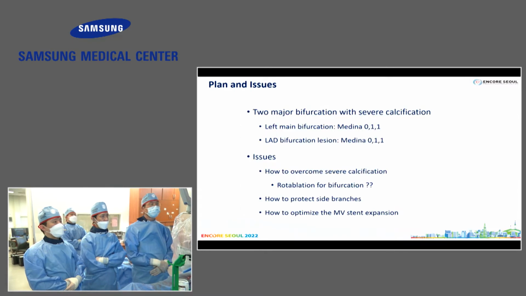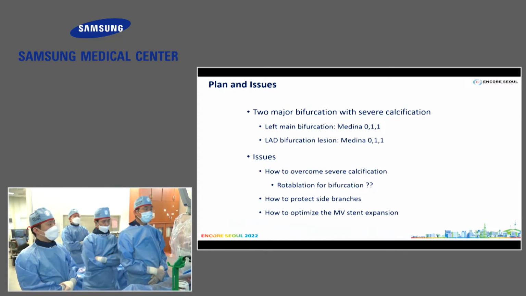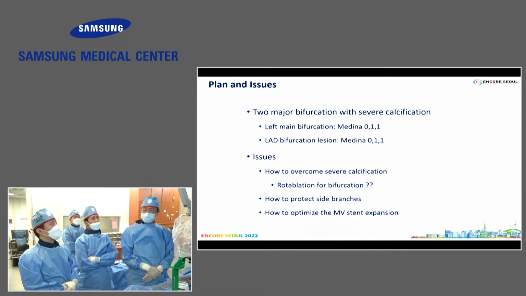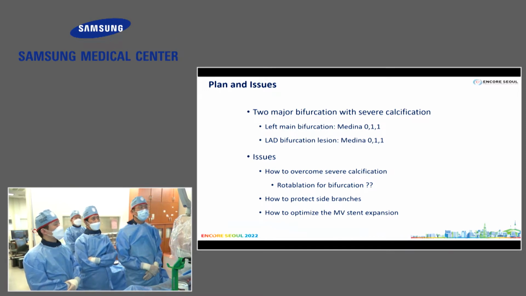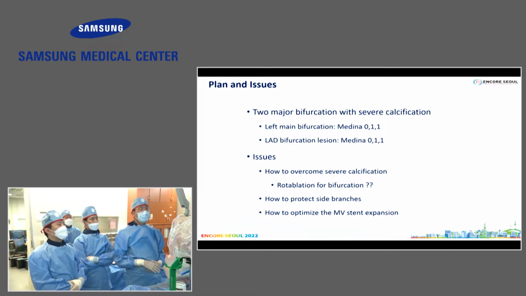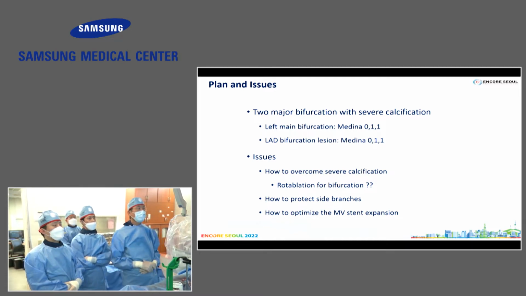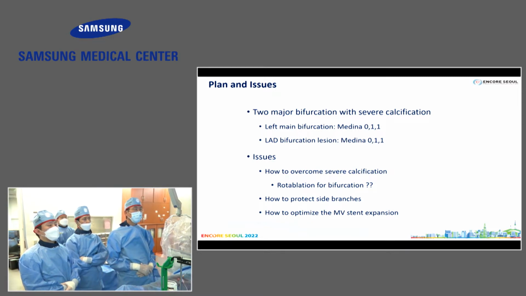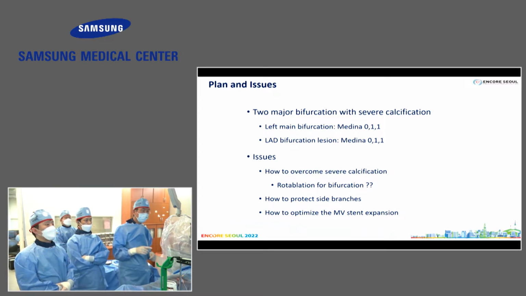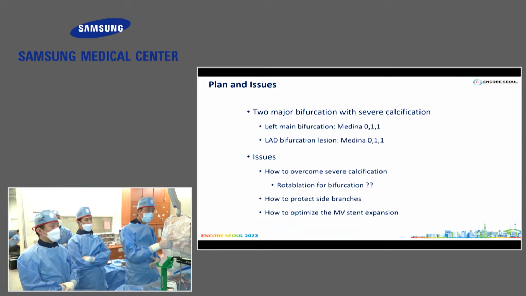So next. My intention to prepare this patient is for the left main and LAD bifurcation with severe calcification, which can possibly be treated with rotablation. So we'll see. The issues here are how to overcome severe calcification, how to protect the side branch, and how to optimize the main vessel stent expansion. Actually, we'd like to show today's angio so you will see the calcification more clearly. Angio, please.